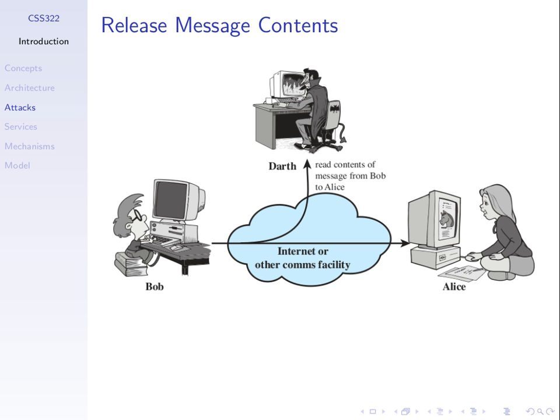Bob has a message which contains the PIN number or the password for his bank account. He wants to send that confidentially to Alice, his wife. He trusts her. He sends an email with that password to the bank account. Darth intercepts the email, takes a copy, can read the email. Darth now has the password to Bob's bank account and can steal his money. So this is perhaps the most obvious or the most common thing we think about when we talk about encryption.